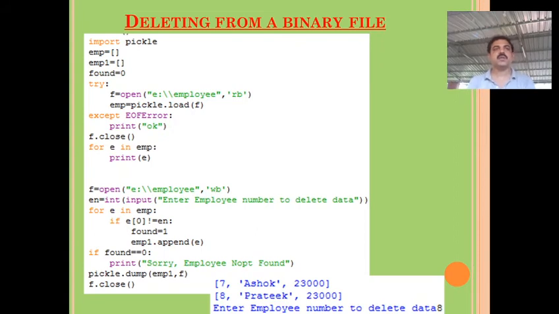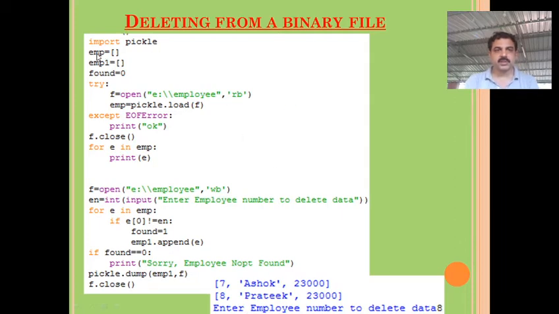Then deletion. The last operation is deletion. So you want to delete. So how to delete? Deletion is somewhat of a different kind. So what we do is, a particular record you want to delete, other than that particular record which is matching, the data will be transferred to another list. That list has to be updated with the existing one. So we'll see how it is done here.